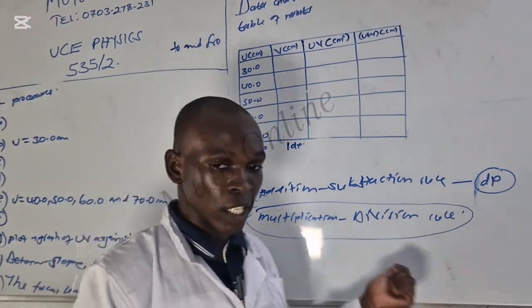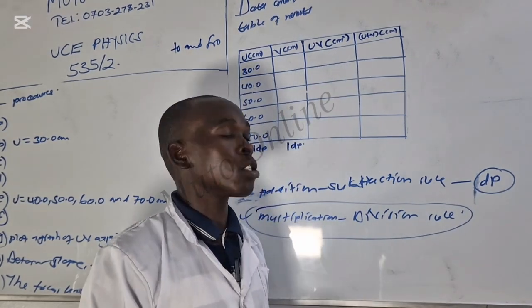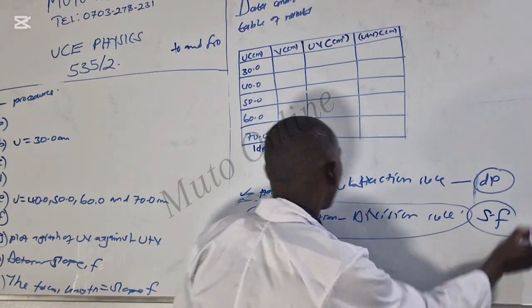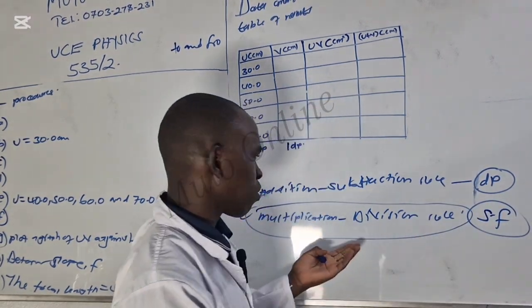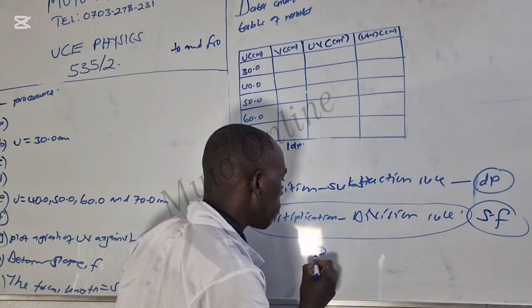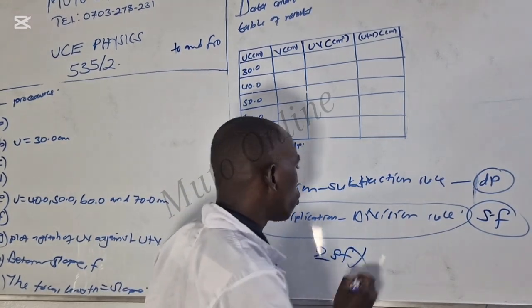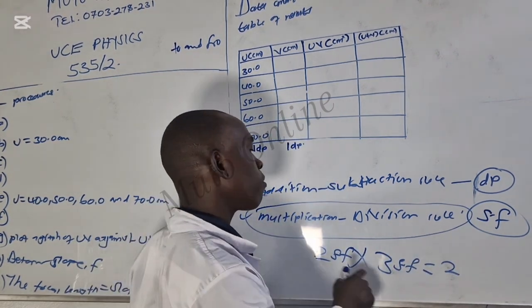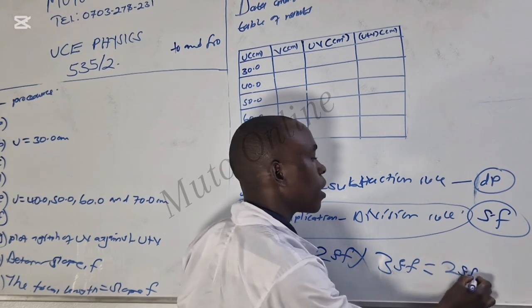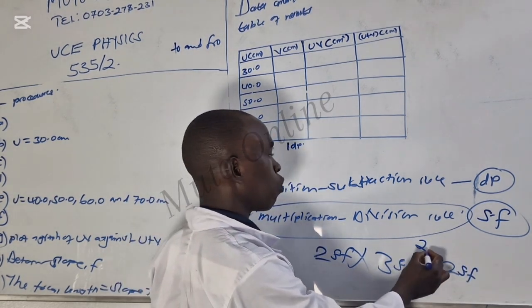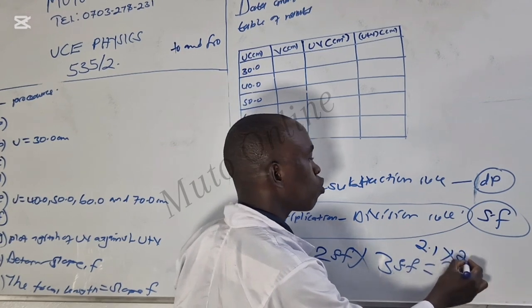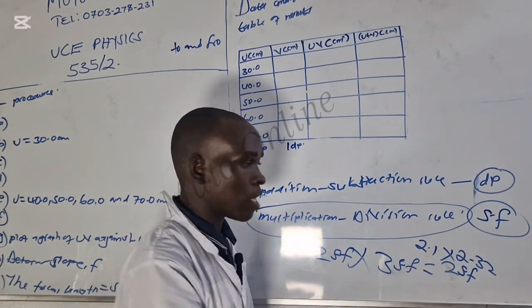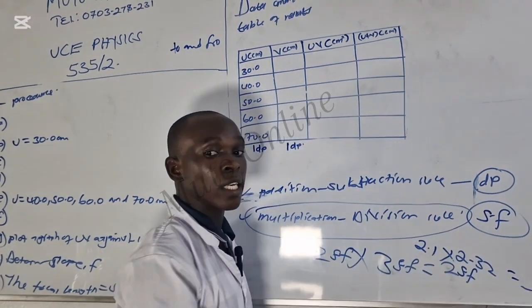For this, the emphasis is put on significant figures. Multiplication, division, significant figures. Addition, subtraction, decimal places. Significant figures, the same rule. 2 significant figures times 3 significant figures, our answer will be to the one with the least number of significant figures. So we shall have our answer recorded to 2 significant figures. For example, if I say 2.1 times 2.32, these are 2 significant figures, these are 3 significant figures. My answer should be to 2 significant figures.